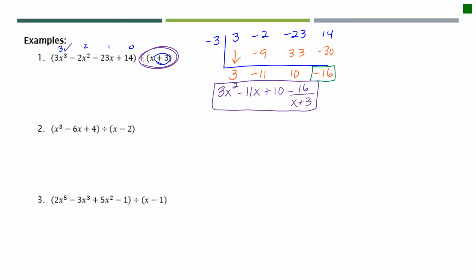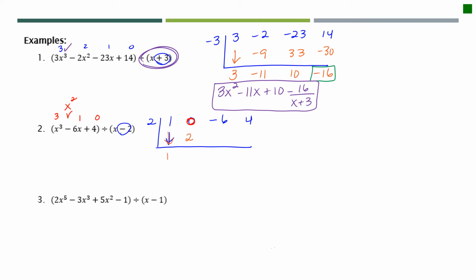For example 2, this one is a little bit tricky because it is missing an exponent. You'll see here it goes from 3 to 1 to 0. So that means I need to add in an x squared. I'm going to add in a 0 specifically for x squared. So I'm going to have positive 2 on the outside, and then I will have a 1, 0, and actually I'll write that in red because that's the one I'm adding in to hold the spot of the missing term, -6 and 4. So I'm going to bring down the 1.